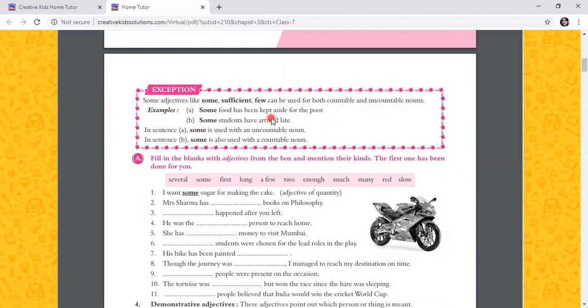Example, some food has been kept aside for the poor. Some students have arrived late. Here, in sentence A, some is for an uncountable noun. In sentence B, some is for a countable noun.